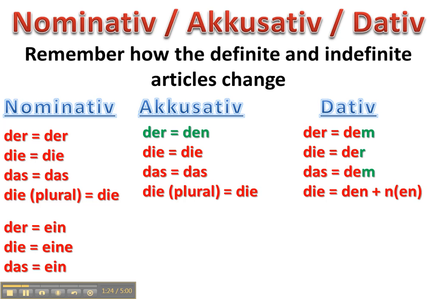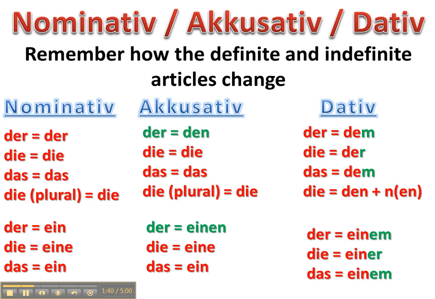So if we're talking about indefinite articles, remember in the nominative, der words are ein, die words are eine, das words are ein. In the accusative, der words are einen, die words are eine, das words are ein. So the only one that changes again in the accusative are the masculine nouns. And then in the dative, we have einem, einer, and einem.